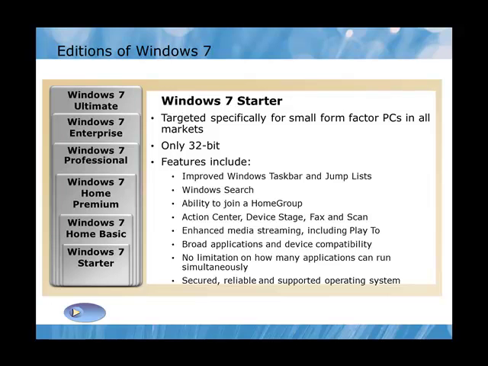You can jump to them. That's why it's called the jump list. You jump directly to those things. The search, the Windows search, and I think, personally, the Windows search has been much improved over the old search capabilities in this one. The ability to join a home group.